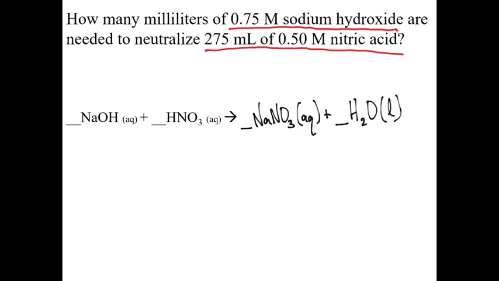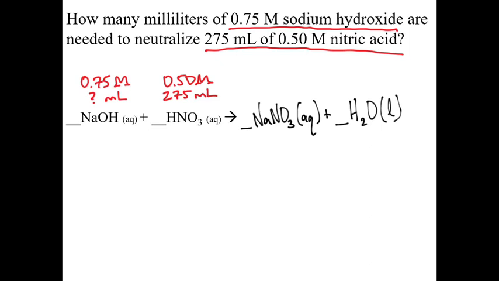Sodium hydroxide is 0.75 molar, but that's all they give me. They only give me a molarity. I don't know the volume. I'm trying to find out how many milliliters of it. I do know both the molarity and the volume of the nitric acid, so that's how I know I've got enough information to start this question focusing on the nitric acid. And then I'll convert it into moles, use my mole ratios, and eventually figure out my volume of sodium hydroxide.